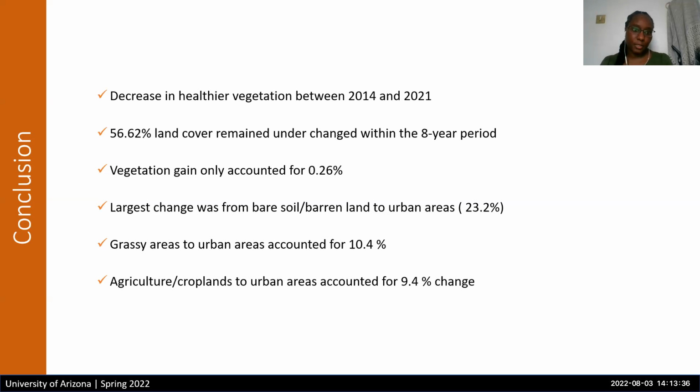So in conclusion, there's been a decrease in healthier vegetation during the 8-year time period. About 56% of the land cover remained unchanged, and for vegetation gain only about 0.26%, and this is concentrated mainly in the highland areas. The largest change was from bare soil to barren land, which accounted for 3%, and there have been smaller changes from grassy areas to urban and croplands to urban areas.